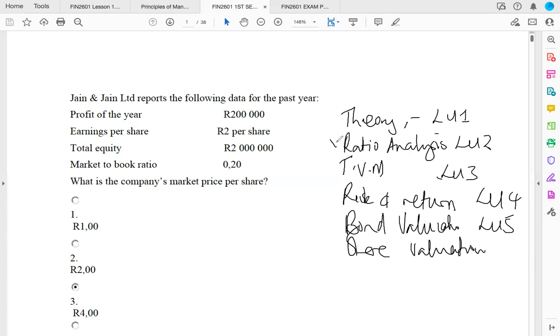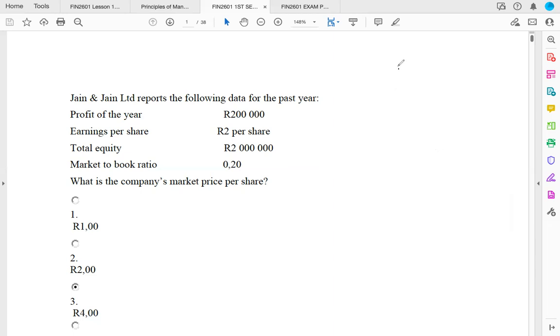So in this class, I'm going to be taking you through the learning units on ratio analysis. And then in the classes after this, I'll also look at some time value of money questions, maybe combine that with bond valuation, and then maybe combine risk and return with share valuation and maybe some theory. So this exam prep class is going to be focusing on ratio analysis, how to approach questions on ratio analysis, how best to answer them, and the best approach you can use for the exam with regards to those particular questions. Okay.